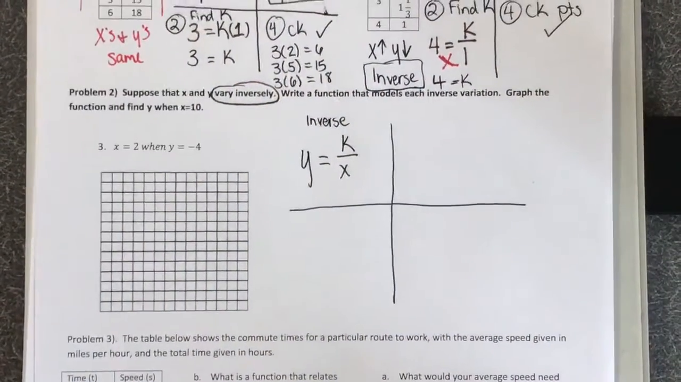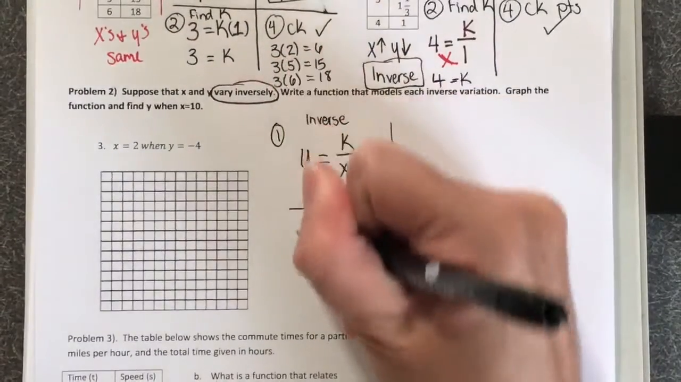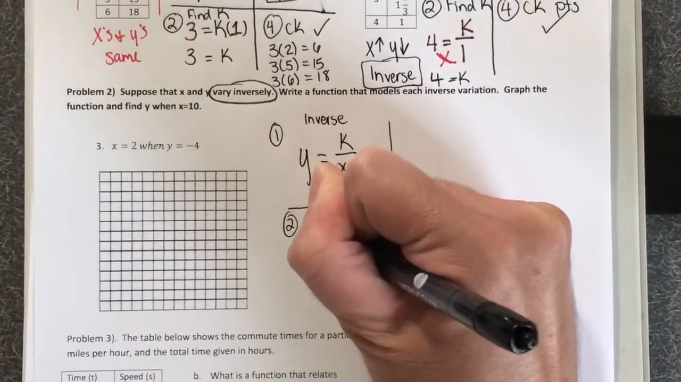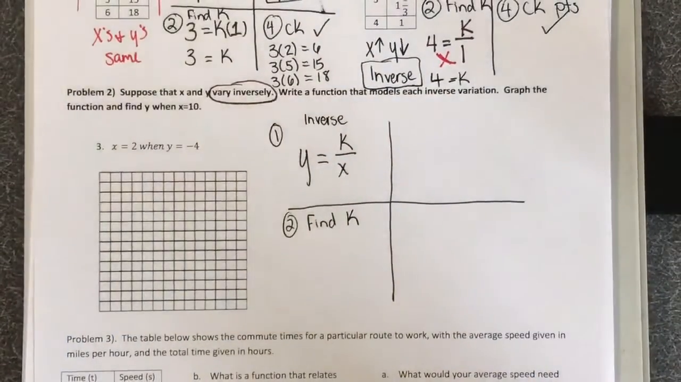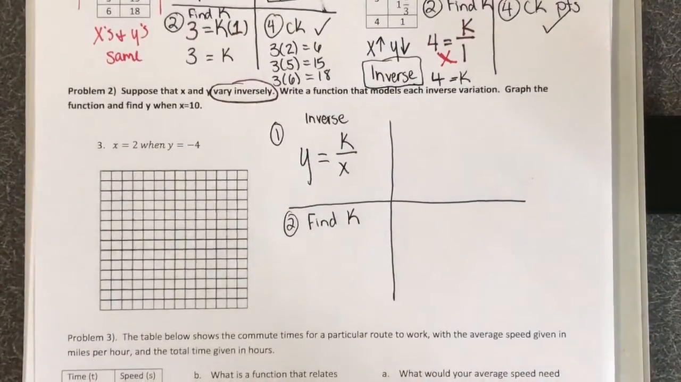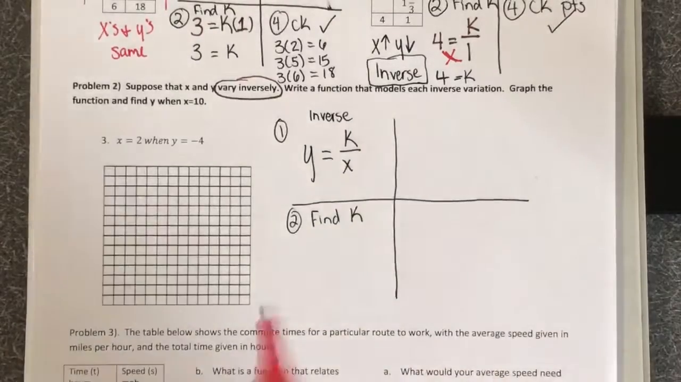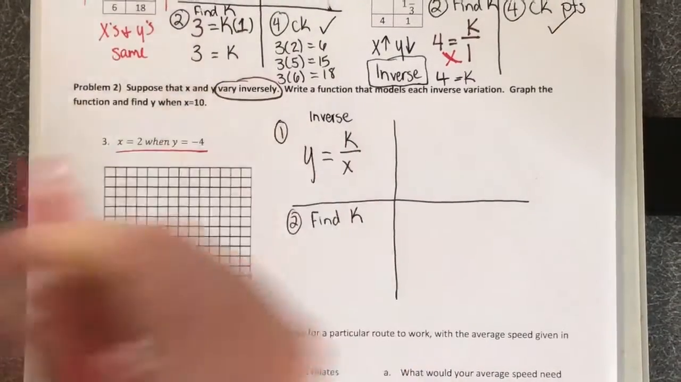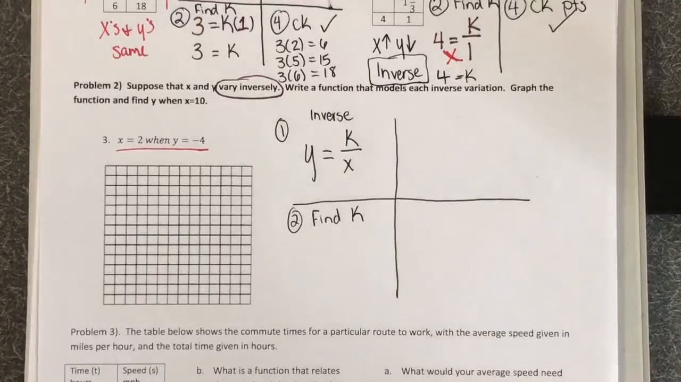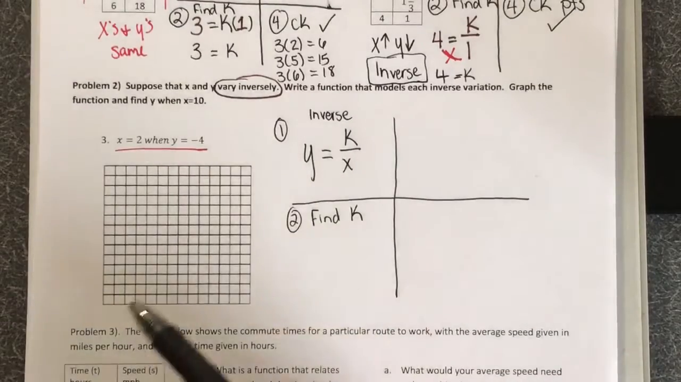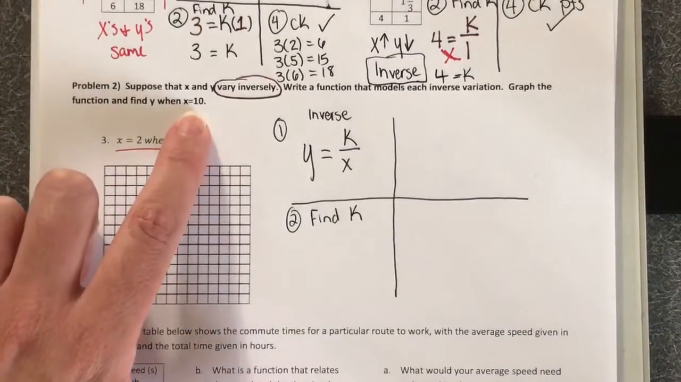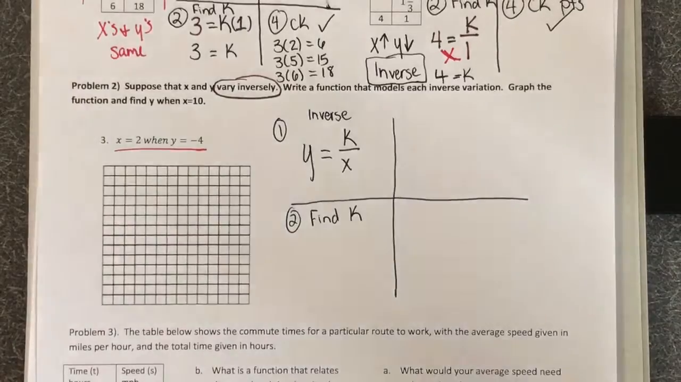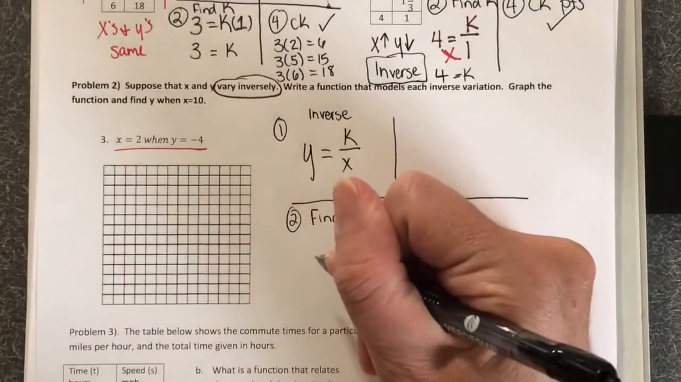So now our second step is to find k. So how am I going to find k? Well, over here on the side, they've given me values to use for x and y. Now again, remember, these are values that are always changing. It's going to change again whenever x changes to 10. So the only way I can find out y when x is 10 is to find out that constant of variation. So I'm going to sub in.